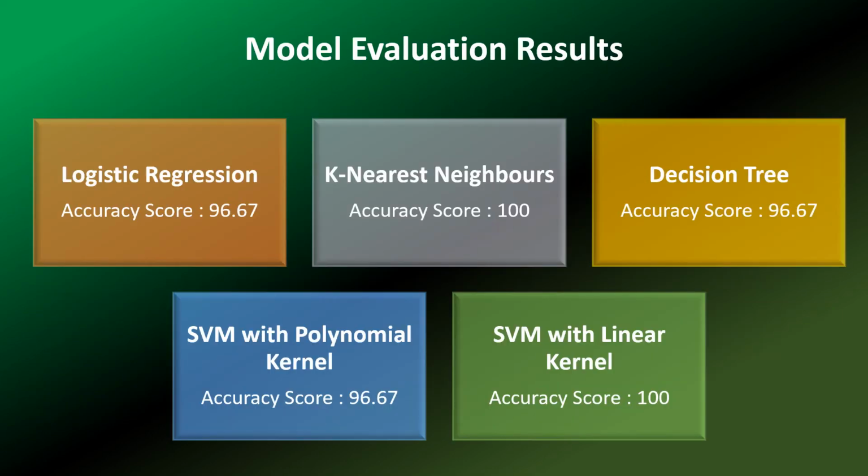So after evaluating the results of our model, we found out the accuracy scores for each model. So for logistic regression, we got an accuracy score of 96.67. For KNN, we got 100. Then decision tree, we got 96.67 again. And again, same for the SVM with polynomial kernel. And for SVM with linear kernel, we got 100 accuracy score.